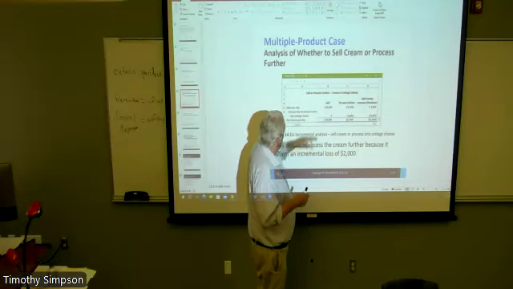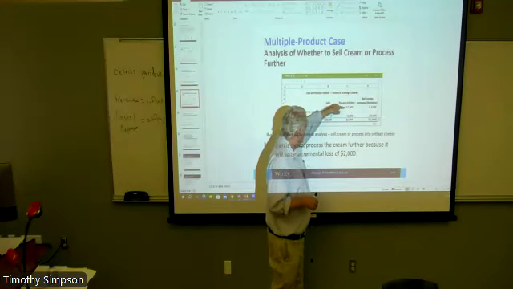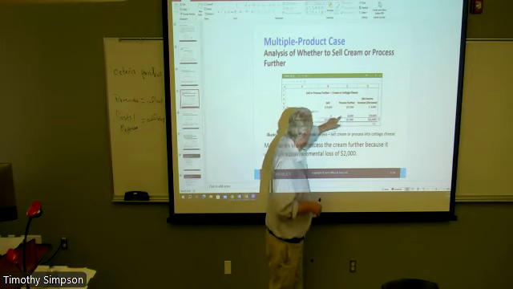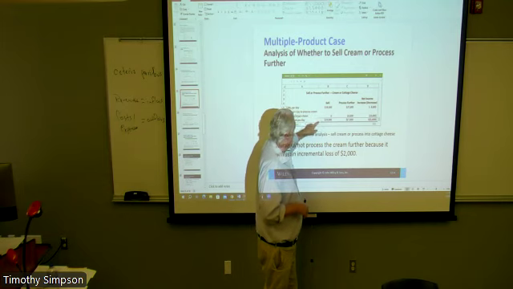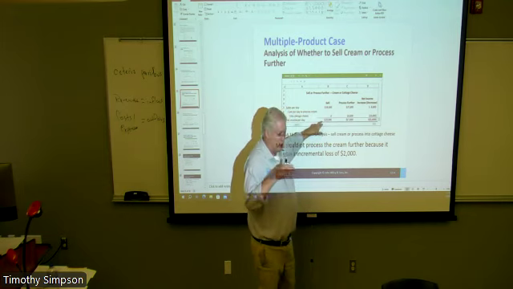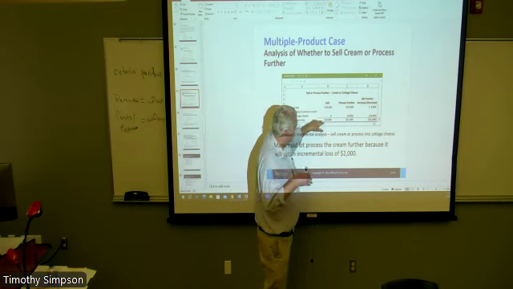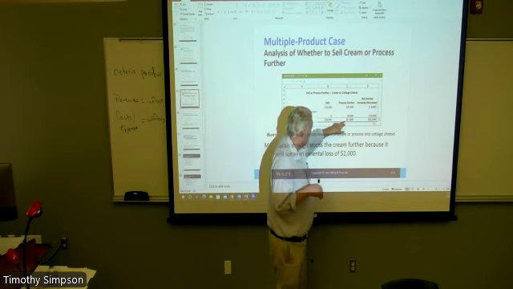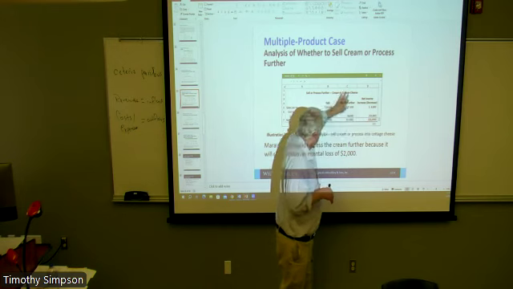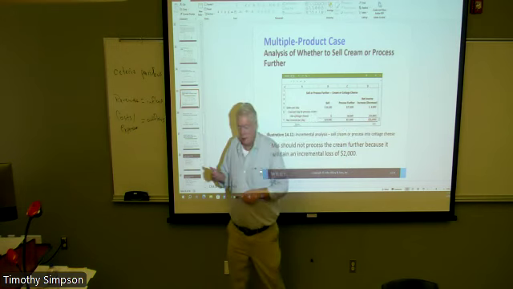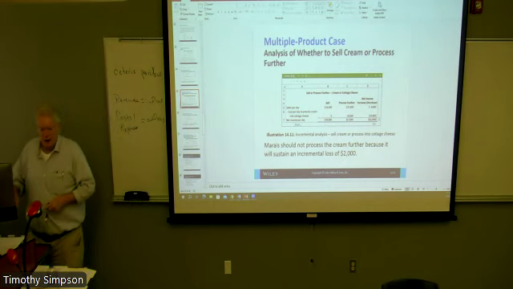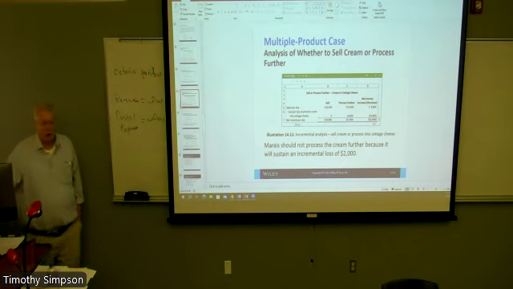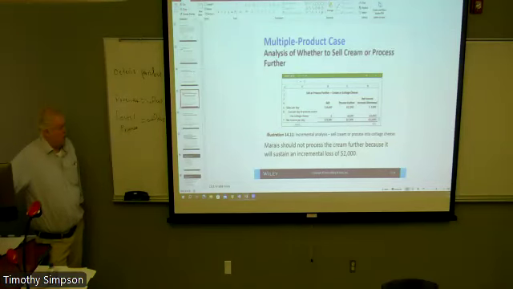If we go further, though, we're going to increase our revenue to $27,000, but we're also going to incur more costs to do it. So as a result, the net income change is $17,000. So $19,000 from selling at the point of cream, versus $17,000 going forward, means there's a $2,000 drop off if we keep on going. So let's not keep on going. Let's sell it to somebody else and we're done with it. There's no purpose in us continuing to produce the output.